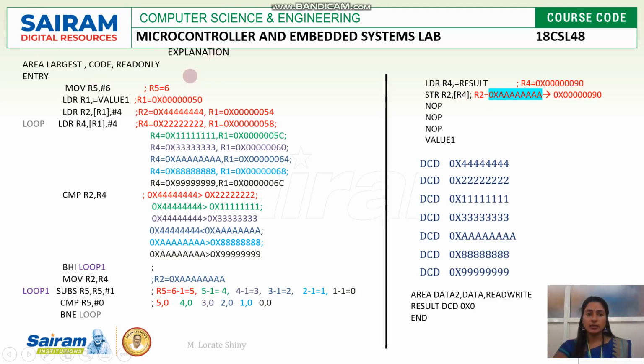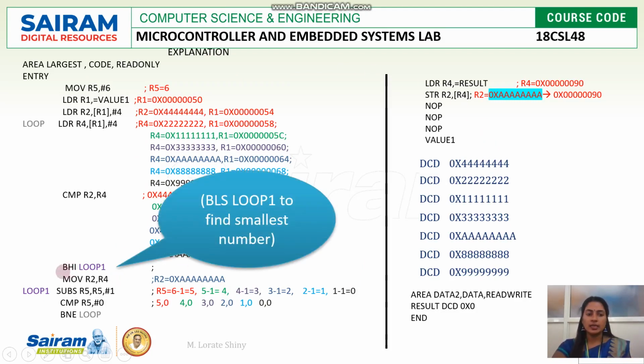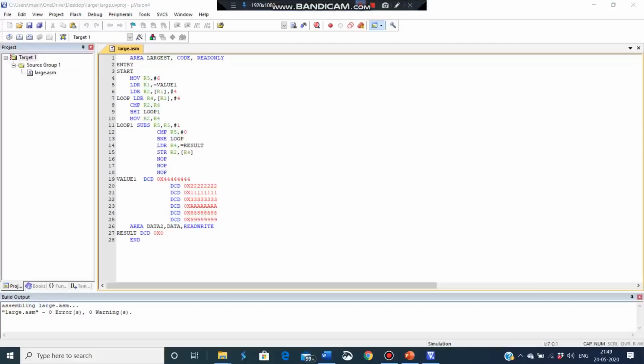Another thing: this program we have seen finds the largest number. If you want to find the smallest number, which instruction needs to be changed? To find the largest number, we used the branch higher than instruction. To find the smallest number, we have to use the branch less than instruction. So only this instruction needs to be changed. Instead of BHI, we have to use BLS. Now we'll see the execution.